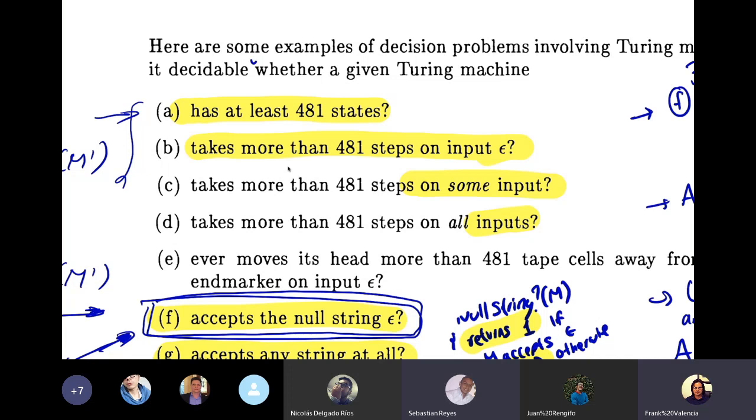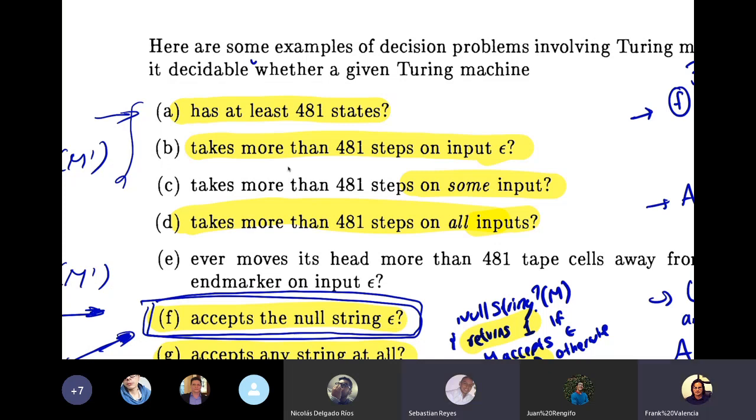So what you want, when you want to use this algorithm to solve this one, right? You want to know if this is the case on all possible inputs. Say you run this algorithm, and this algorithm says no. If this guy says no, then this guy also can say no, right? Because it doesn't take more than 481 steps on any input, then the answer to this is no.